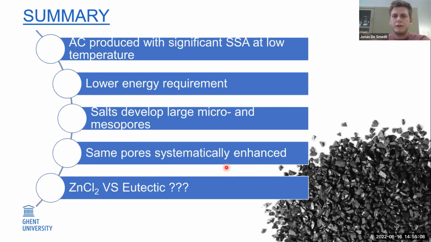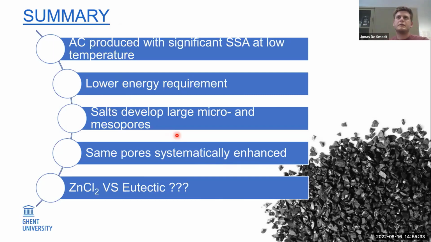So this was the first part of the research, and in summary, we noticed that we can produce activated carbon with a significant surface area at a low temperature, with a process that has a low energy requirement. The salts also develop the large micropores and the larger mesopores, and systematically, with increasing amount of salt, the same pores are enhanced.